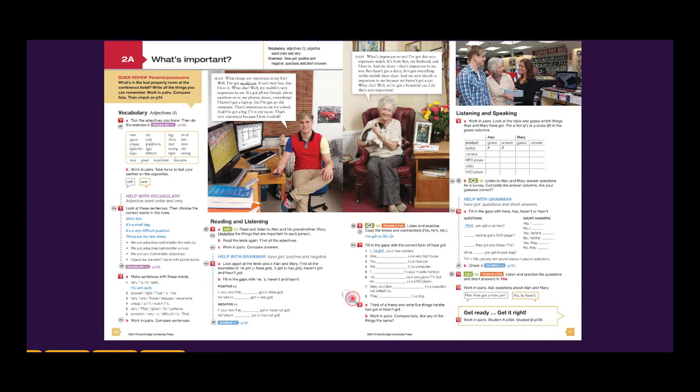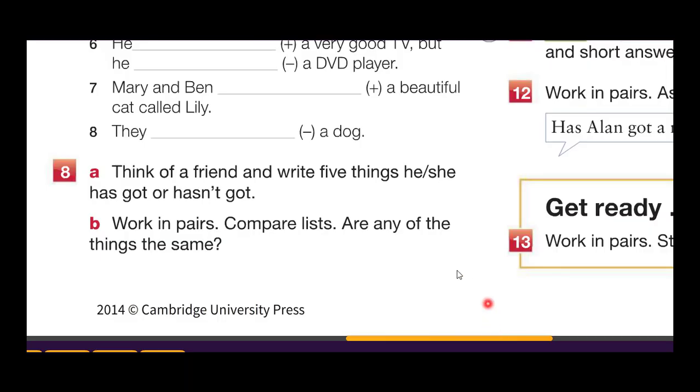Okay, so now in exercise number 8, think of a friend and write 5 things he or she has got or hasn't got. For example, I have here my friend, let's see.